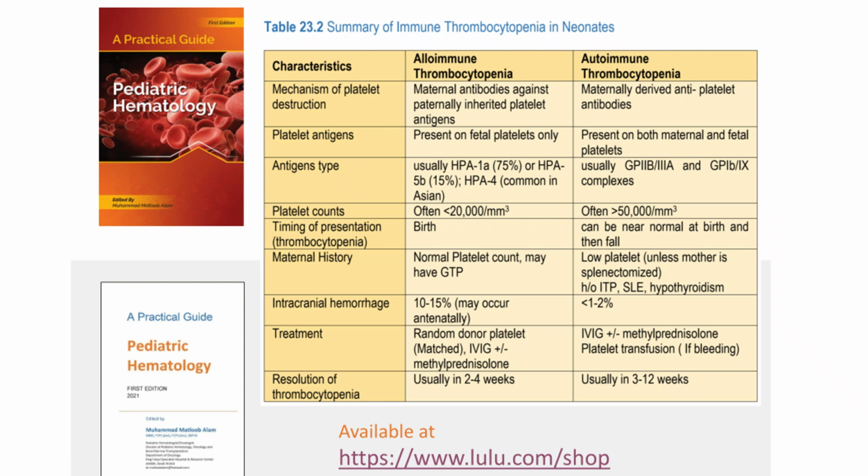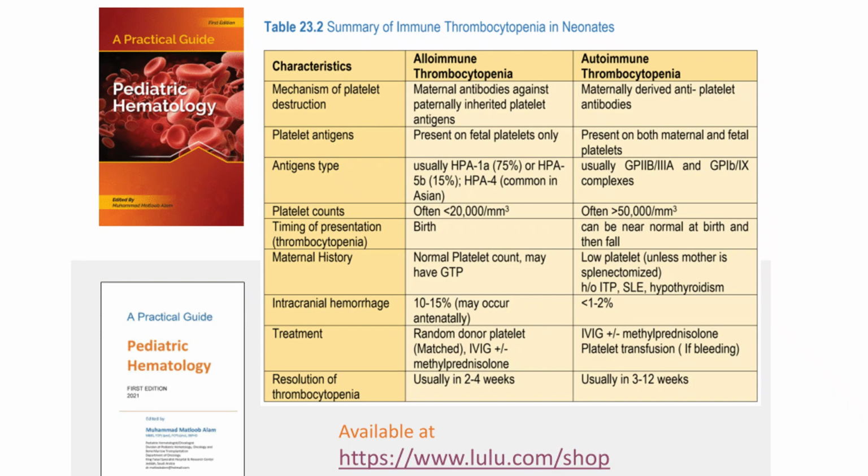In NAIT, fetal platelets have unique antigens. In ITP, those antigens are shared. Antigen specificity also differs. NAIT usually involves HPA-1a, while ITP targets glycoproteins like GP2B3A or GP1B9. Severity and timing help distinguish the two. NAIT presents at birth with severe thrombocytopenia, while ITP is usually milder and may worsen gradually.